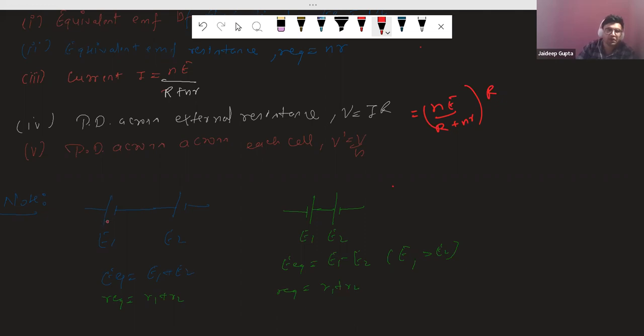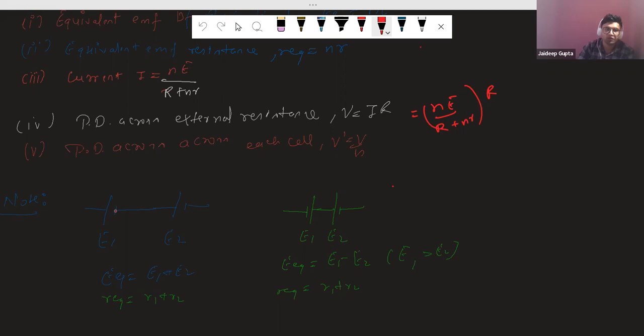Now look, these are two cells connected in a similar way, positive to negative. To calculate the equivalent EMF, it will come out as E1 plus E2, and r equivalent equals r1 plus r2. But if they are connected in the opposite sense, meaning positive is connected to positive and negative is connected to negative, then the equivalent EMF is E1 minus E2, in which E1 is greater than E2, and r equivalent you add, r1 plus r2.